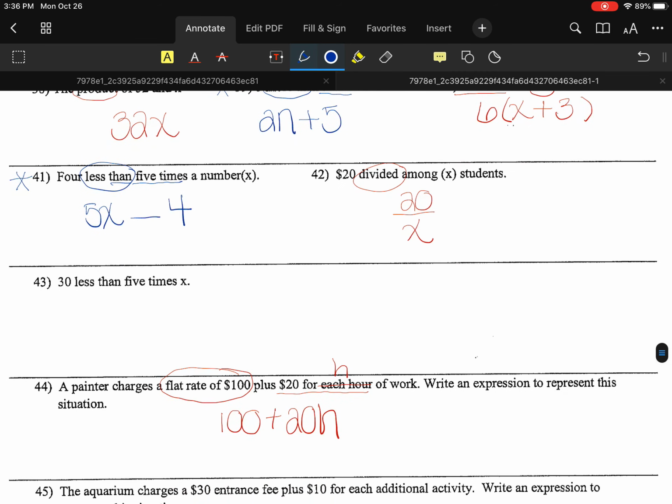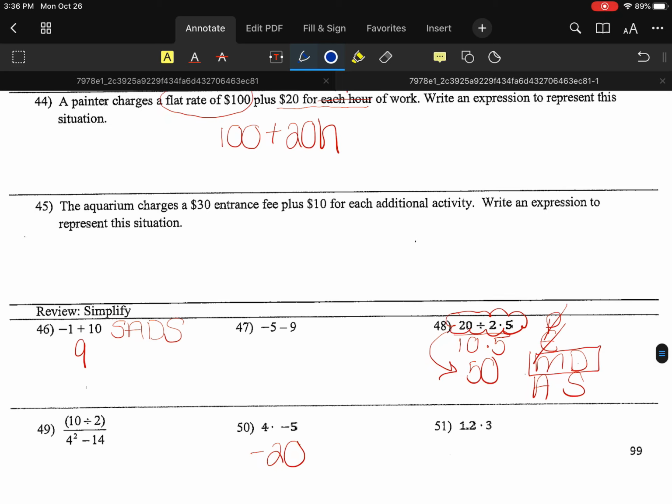Number 43, 30 less than 5 times x. So again, less than is subtraction, but "than" is a switch word, so I'm going to star this problem. 5 times x needs to be written down first, and then 30 less than that.